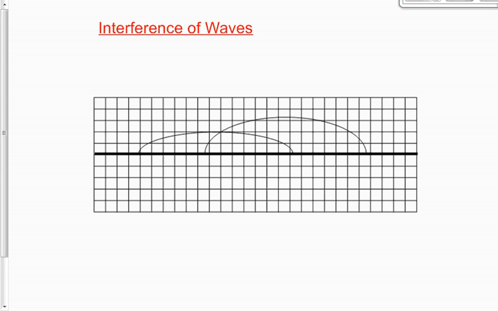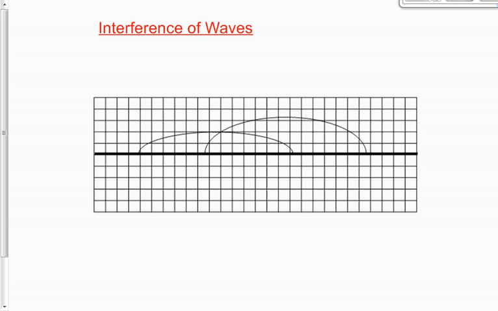That's called constructive interference. If a trough hits a trough, again, they go right through one another. But during that brief time that they're going right through one another, they produce a bigger trough. That's called constructive interference as well.